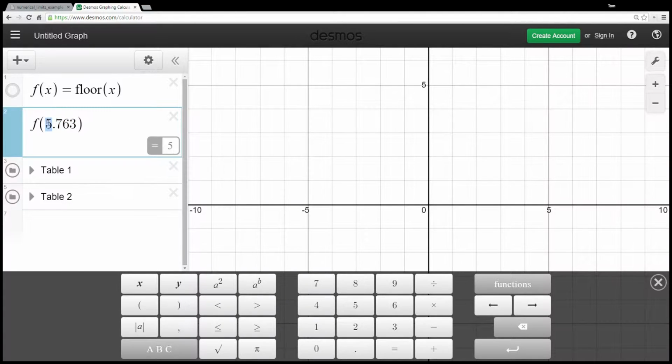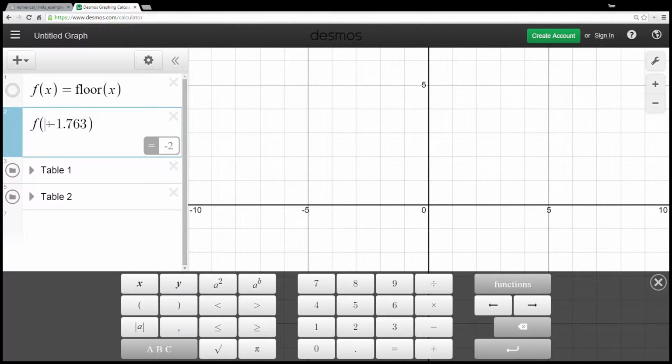If I had 0.763, again, it would just chop this off and give you that 0 right there. For negative numbers, it's a little bit different. It doesn't really correspond to chopping off those decimals anymore, but it goes to the next integer that's less than this, the biggest one that's less. And in this case, it's 2.